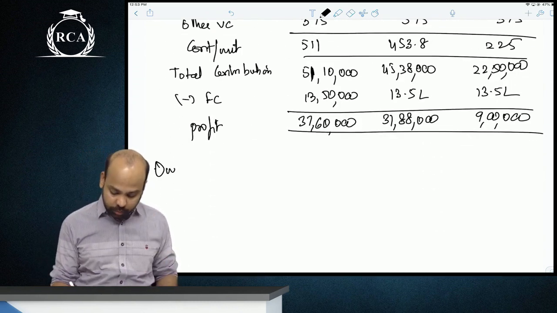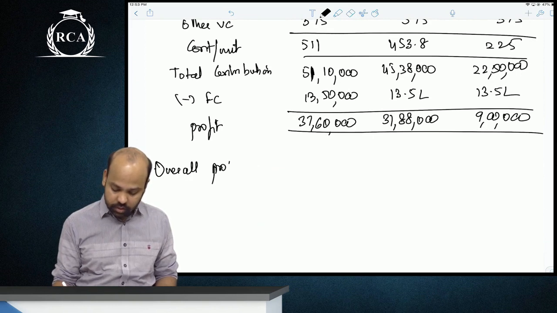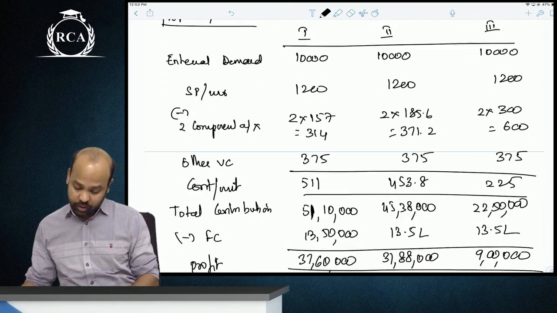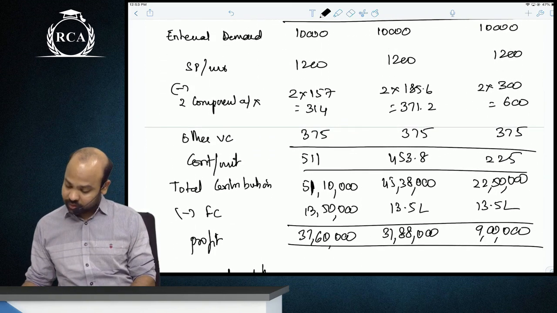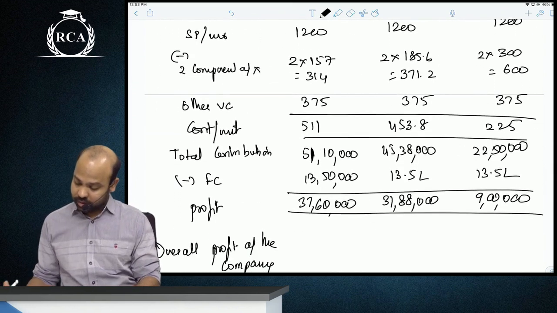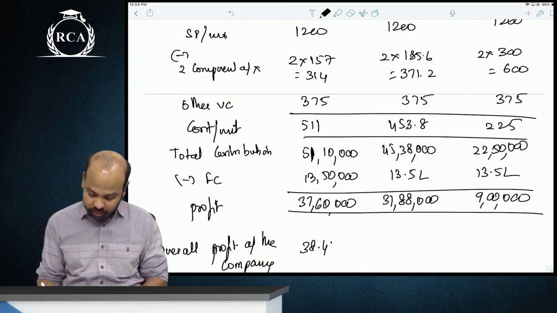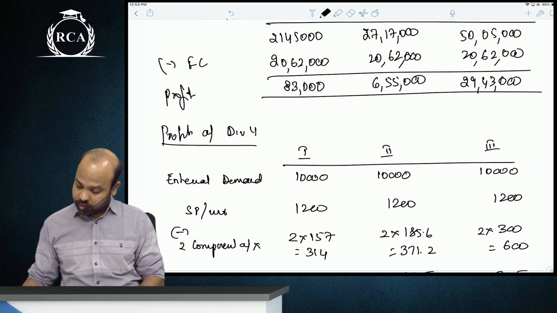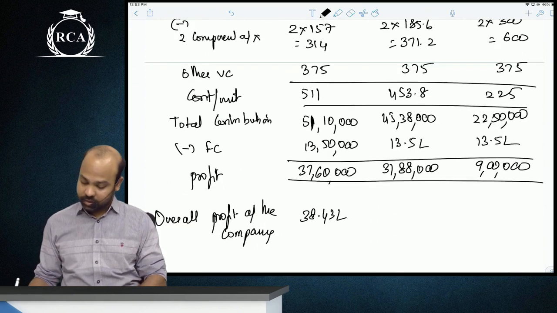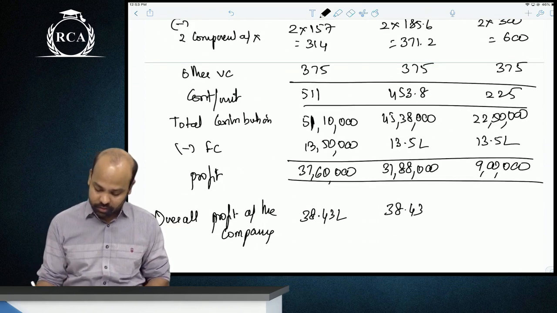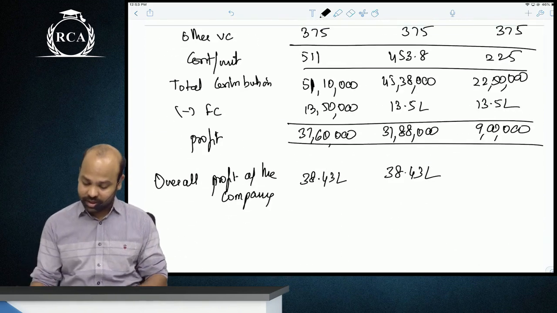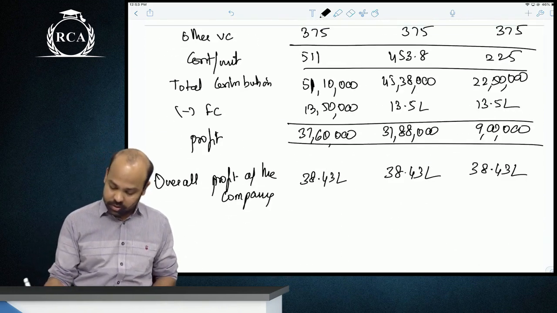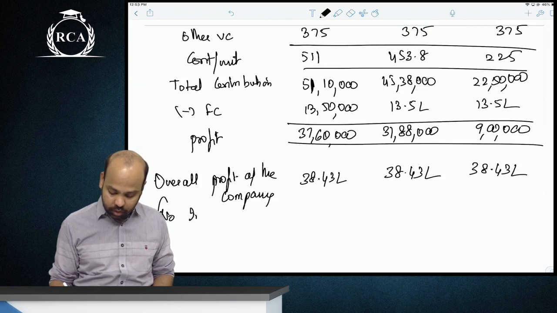If you want the overall profit of the company, guys, sir, is that going to change? No. I'll prove it to you. 3760 plus 83 is 38 lakhs 43,000. 3188 plus 655 is 38 lakhs 43,000. It is not going to change, guys. 38 lakhs 43,000.